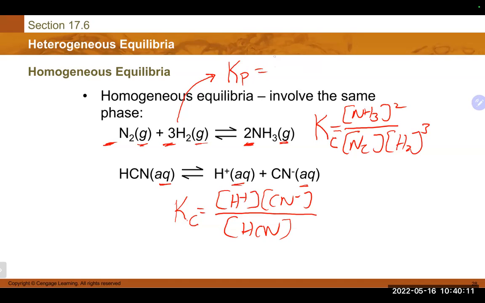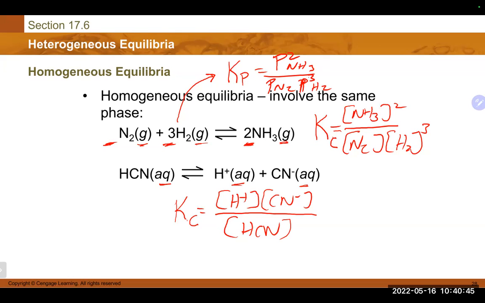So instead of concentrations, we would take the pressure squared of NH3 divided by the pressure of N2 times the pressure cubed of H2. So obviously, if you're dealing with gases, you may not necessarily be dealing with concentrations. Sometimes you may be dealing with pressures, so you could write a similar sort of expression if you know the equilibrium pressures at that point. They obviously would need to be equilibrium pressures for you to put it into that sort of expression. Any questions on any of that there?